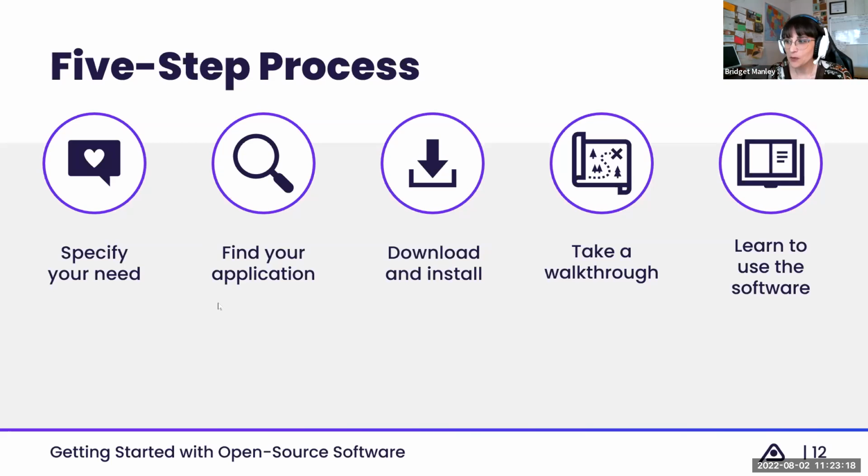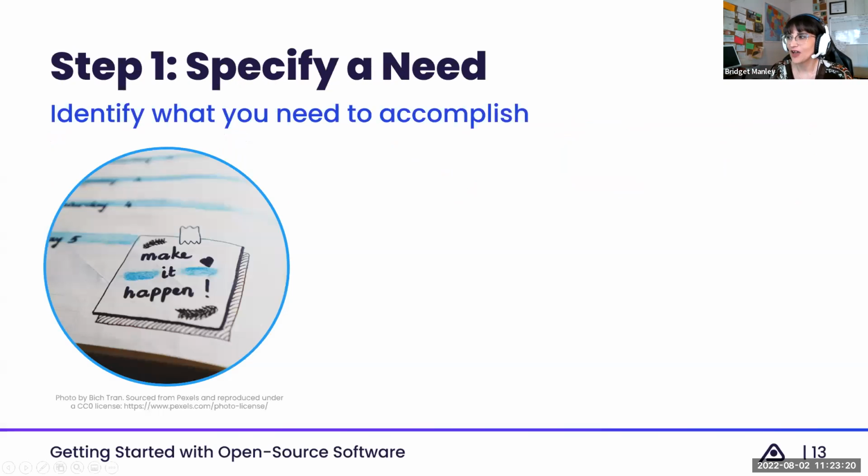Okay, so let's start with step 1, specifying what you need. When you're looking at software, it's really easy to look at something and say, "Ooh, that looks cool. I want to play with that," without stopping to think, how is this actually going to help my business? So before you even start looking at any type of software, it's good just to sit down and clarify for yourself, what is it that I need to do? What do I need to get done day to day?